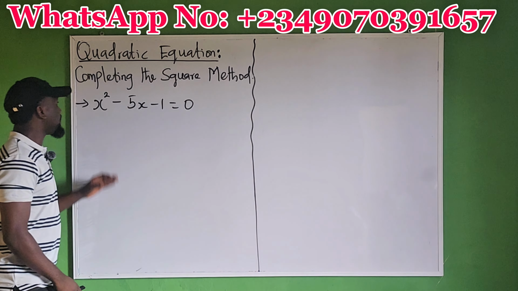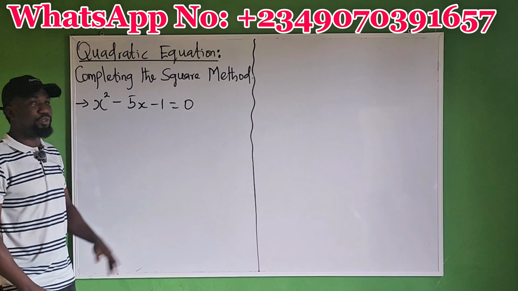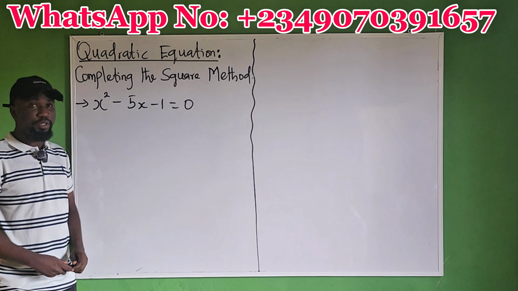The first one here is x squared minus 5x minus 1 equals 0. We want to answer this using the completing the square method. From the general quadratic equation, ax squared plus bx plus c equals 0, the coefficient of x squared is a, that of x is b, and c is a constant. The first thing we have to do is deal with the constant, and the constant here is -1.